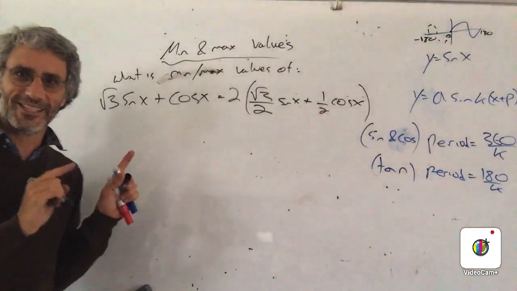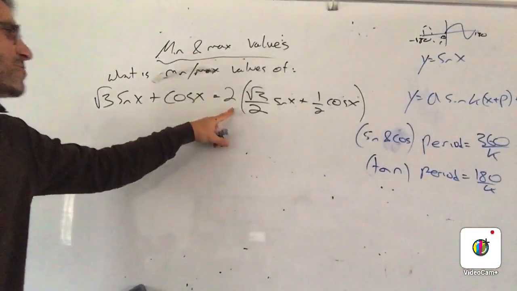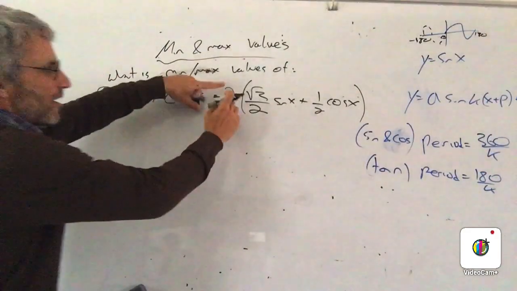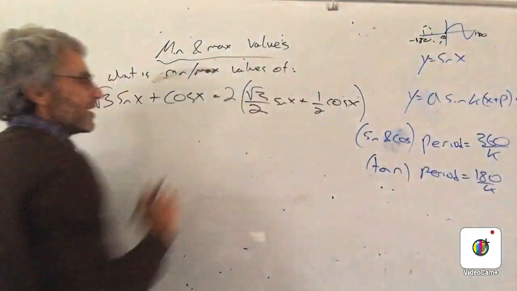Just have a look at this. It is a tough one. Just see that, not why we're doing it, but you can see that you're happy with it. Because if I multiply 2 by half, I'll get square root 3. If I multiply 2 by half, I'll get that. Are you happy with that?